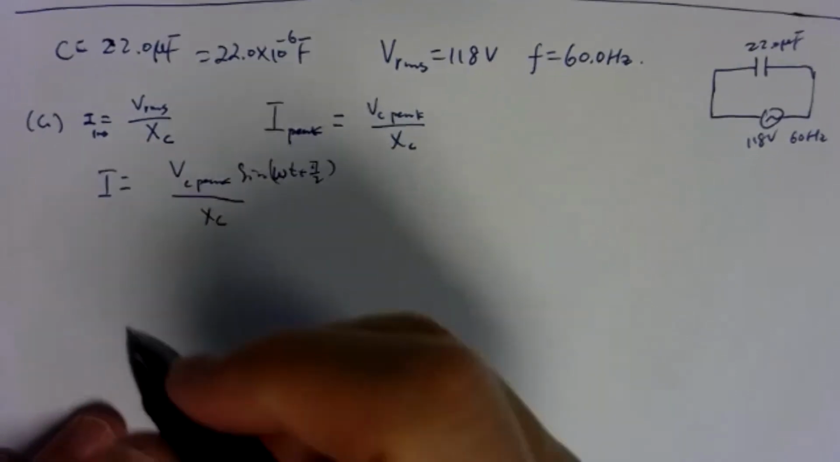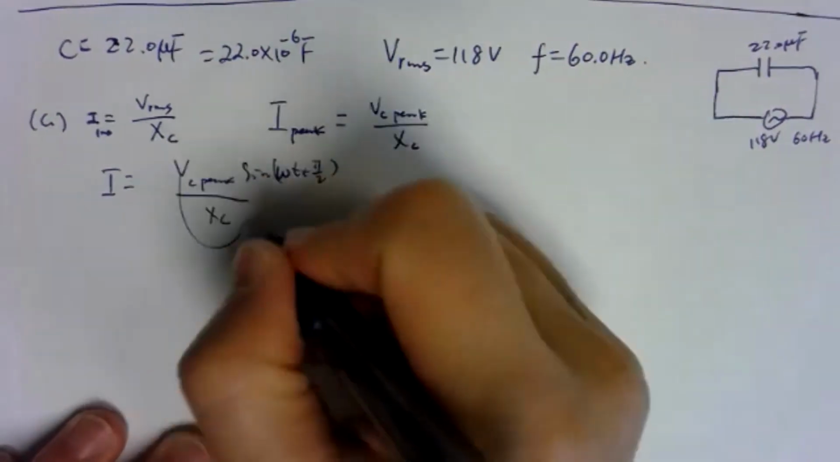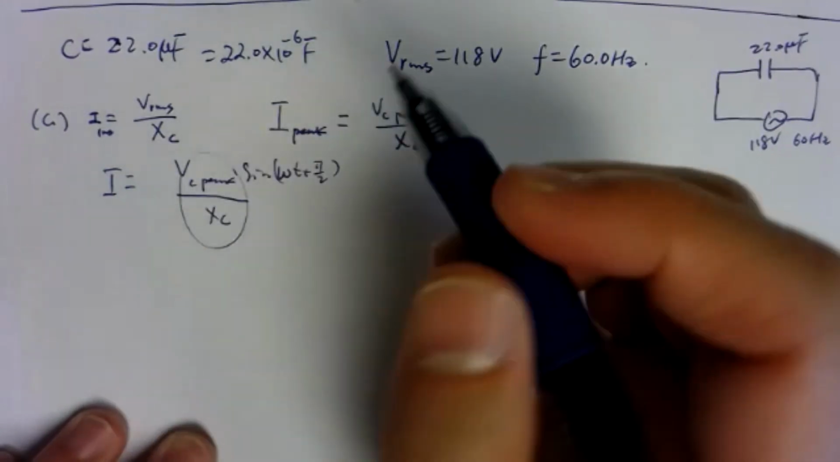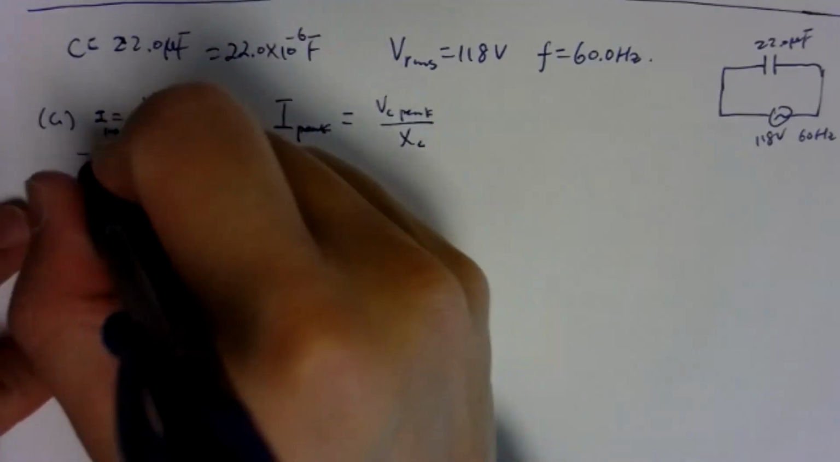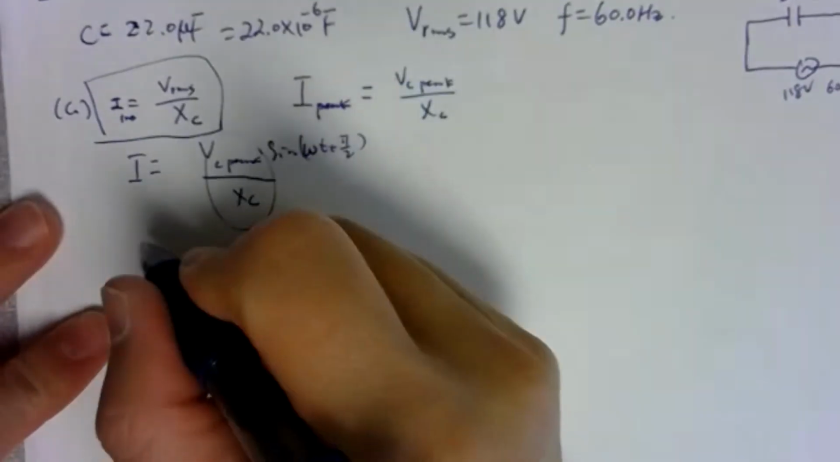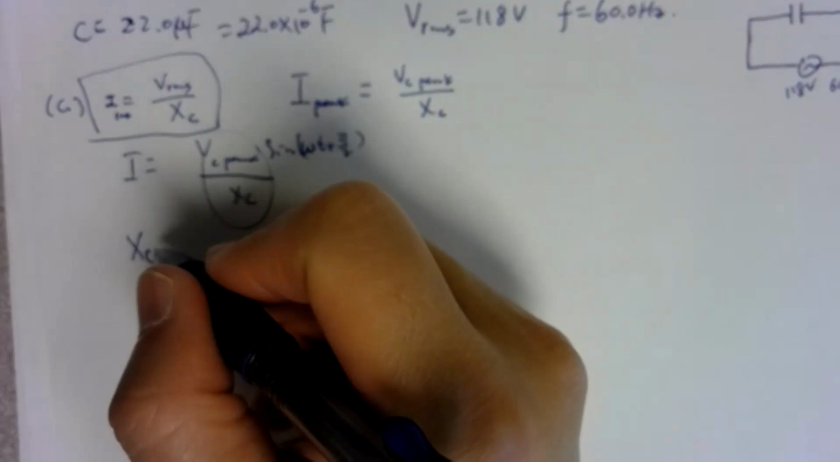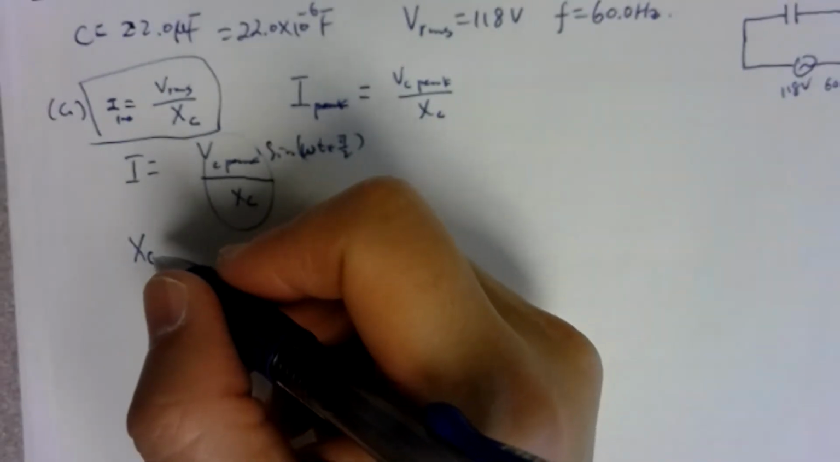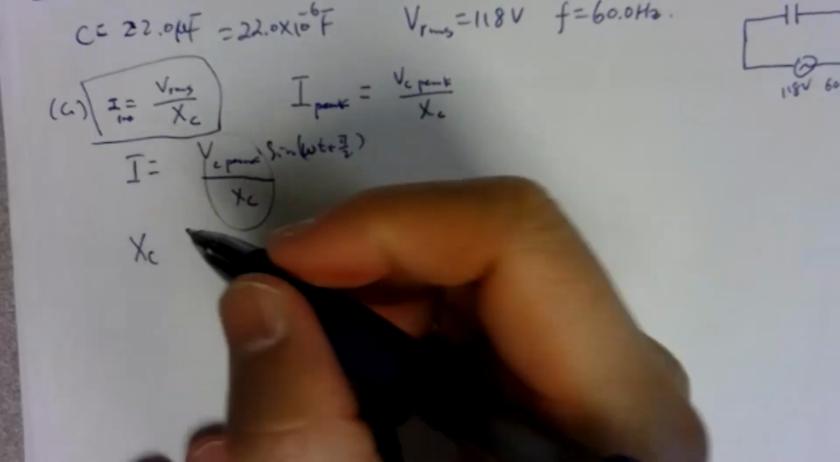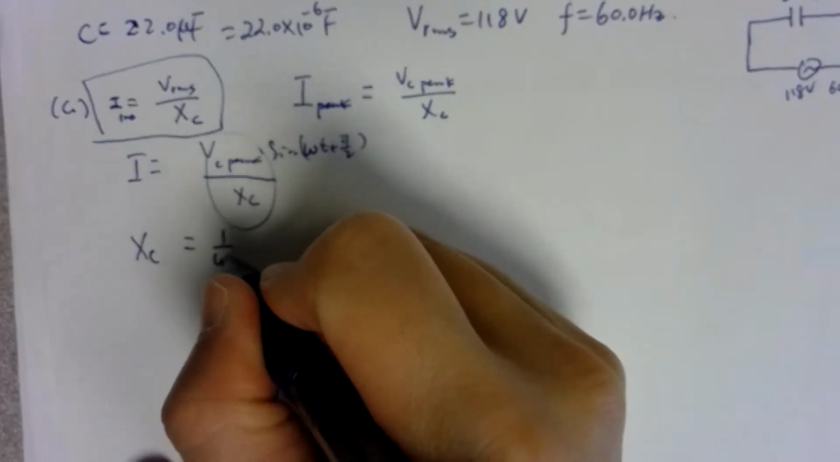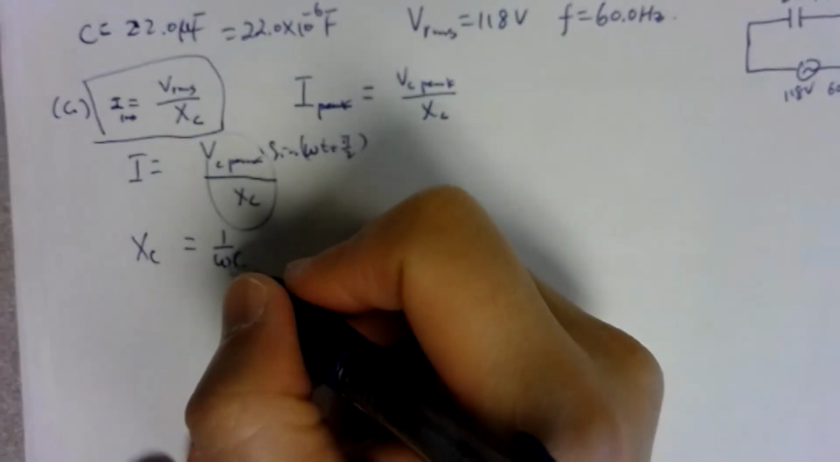So for peak, you take the peak; for RMS, you take the RMS. In this case, it's asking for RMS, so we do that. You calculate X_C first, and then you just divide the V RMS by it. So X_C will be 1 over omega times C.